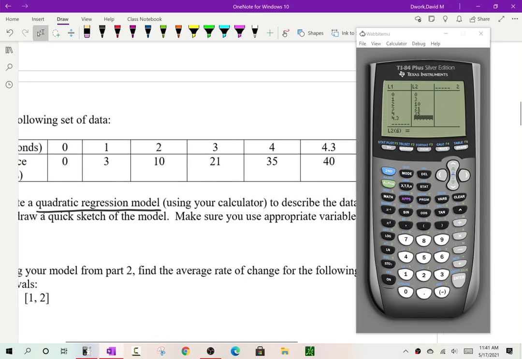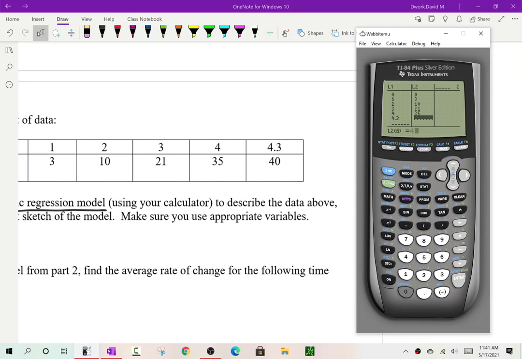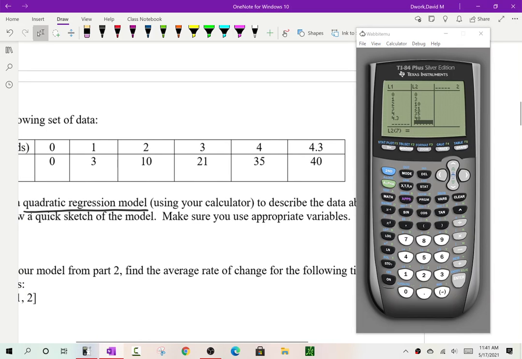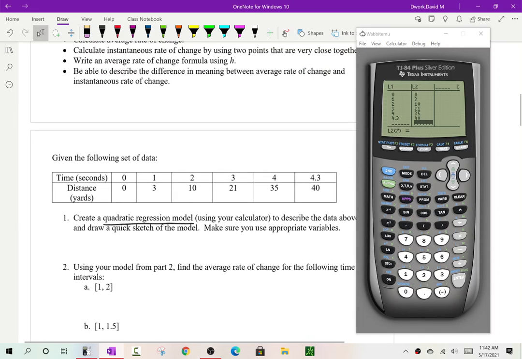Okay, so we're going to go ahead and type in all these numbers. Now you should have something that looks like this. I'm going to highly recommend to double check. Make sure you didn't miss a number. Make sure you didn't typo a number. I have 0, 1, 2, 3, 4, 4.3, 0, 3, 10, 21, 35, and 40. That looks good. All right, so our data is in our calculator.